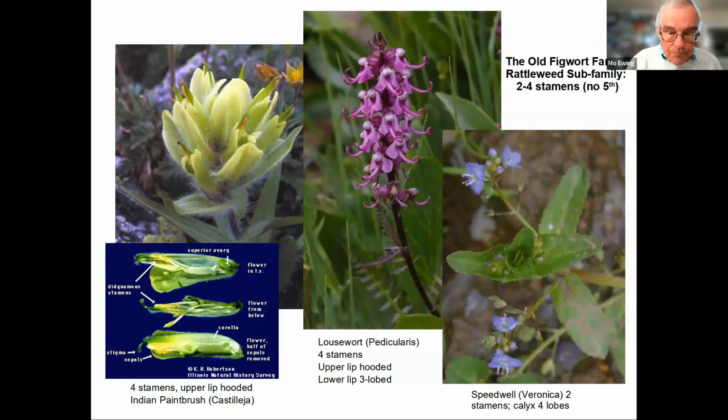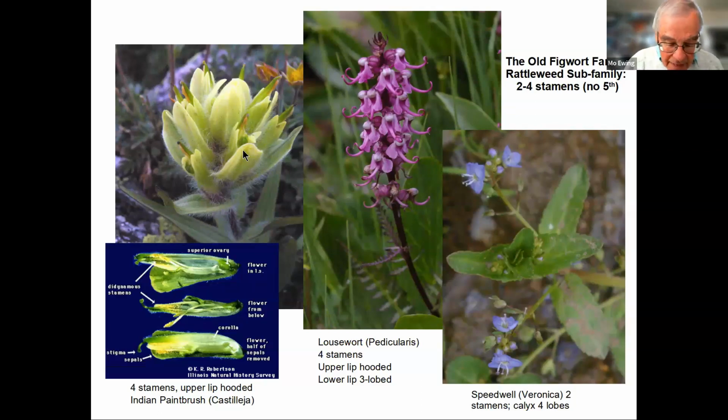The key words had 2 to 4 stamens and no 5th stamen. Remember that the 5th one in the previous family was smaller than the other 4. But you can see these look really, really different.